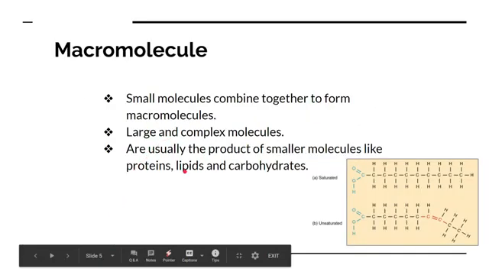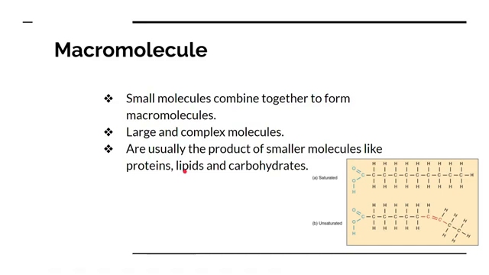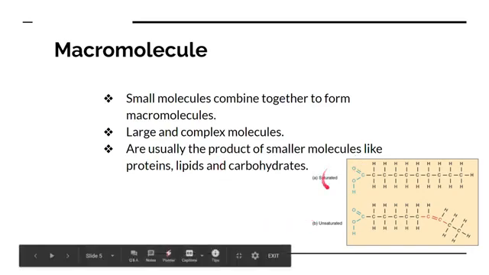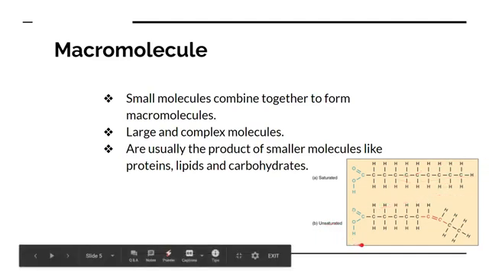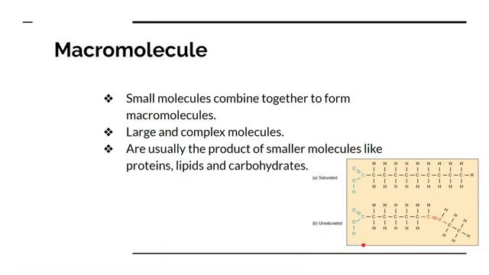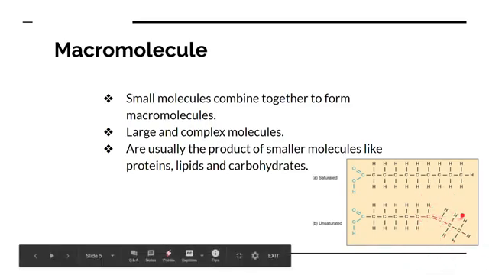Macromolecules. They are small molecules combined together to form larger molecules. They are large and complex molecules. They are usually the product of smaller molecules like proteins, lipids, and carbohydrates. So right here we have a saturated compound. A saturated compound is an organic molecule in which all the covalent bonds between carbon atoms are single bonds. So all of this is a single bond. And an unsaturated compound is an organic molecule in which at least one of the covalent bonds between carbon atoms is either a double bond or a triple bond. So right here we have a double bond which makes an unsaturated compound.